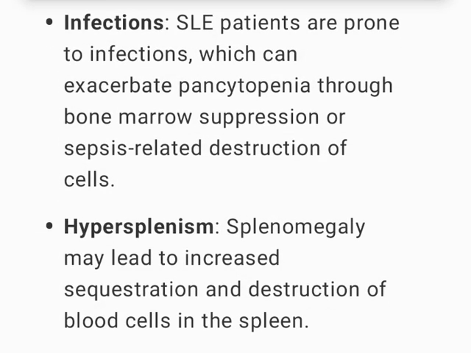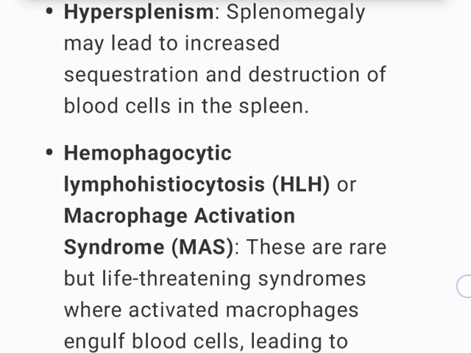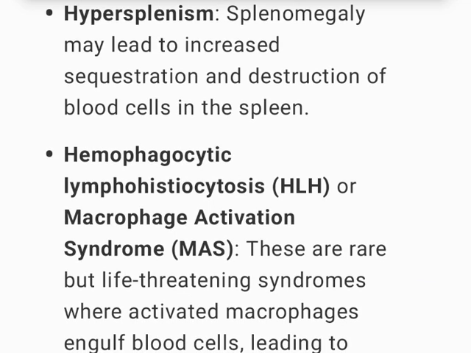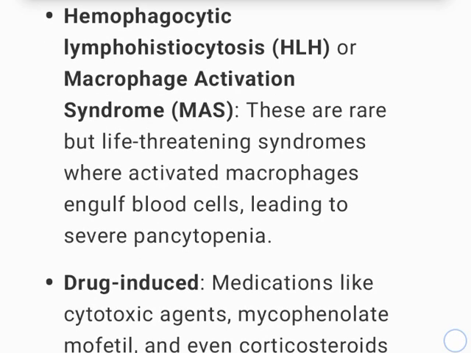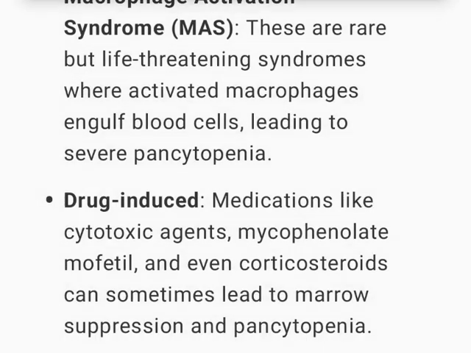Infections. SLE patients are prone to infections, which can exacerbate pancytopenia through bone marrow suppression or sepsis-related destruction of cells. Hypersplenism. Splenomegaly may lead to increased sequestration and destruction of blood cells in the spleen. Hemophagocytic lymphohistiocytosis, HLH, or macrophage activation syndrome, MAS. These are rare but life-threatening syndromes where activated macrophages engulf blood cells, leading to severe pancytopenia.